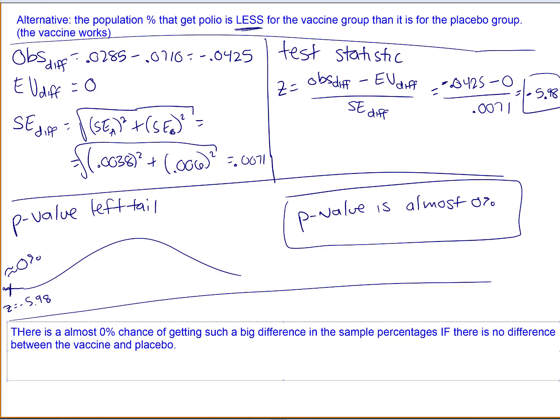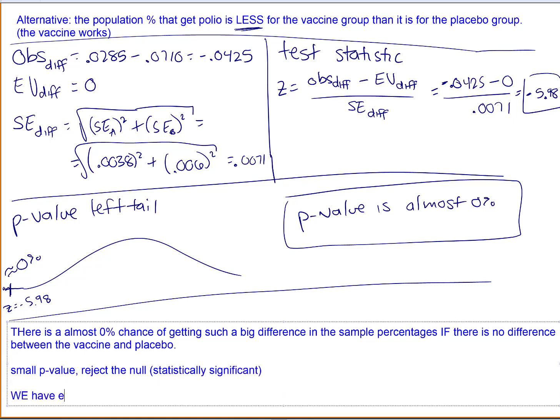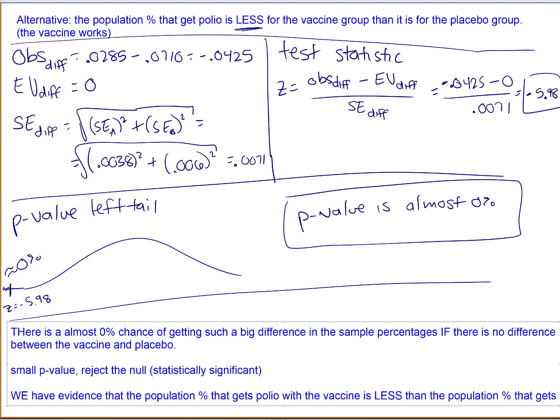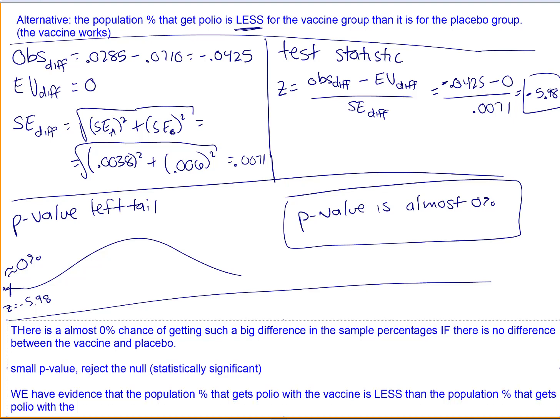Looking at this, this is, of course, a small p-value. No matter what you compare it to, it's going to be a small p-value. And so I will reject the null. I could say that my results are statistically significant. And my conclusion would be that we have evidence that the population percent that gets polio with the vaccine is less than the population percent that gets polio with the placebo.